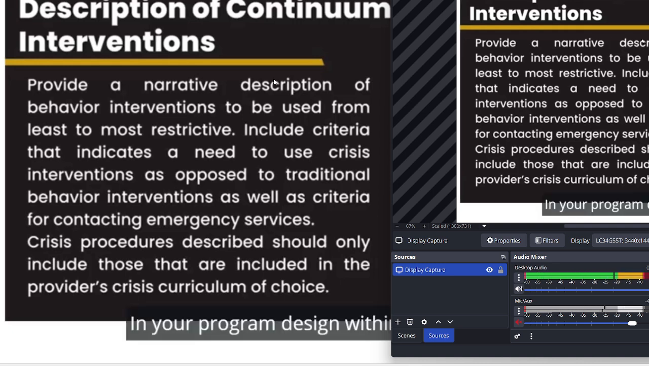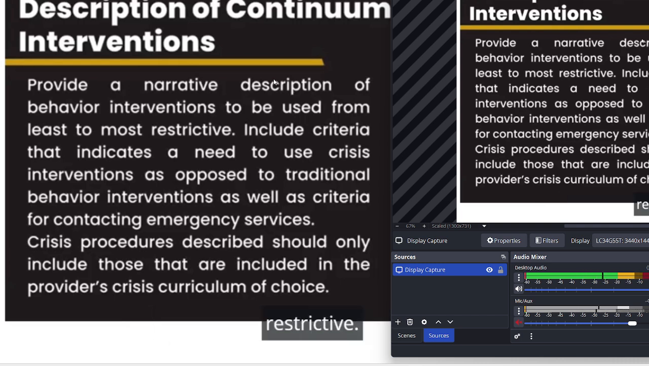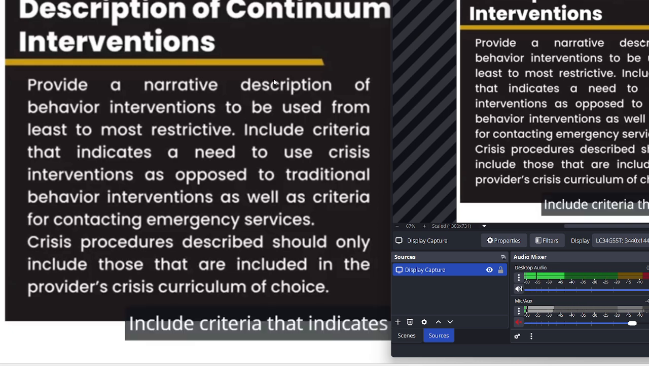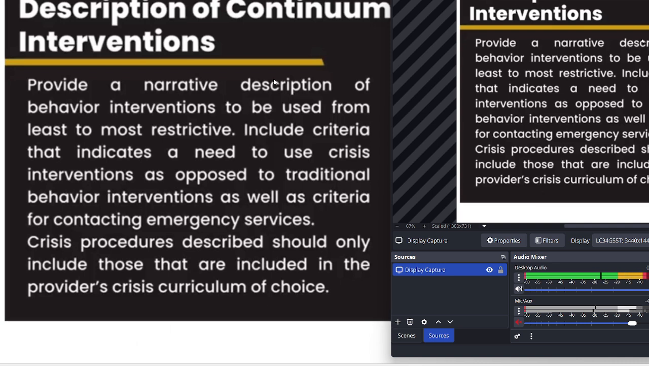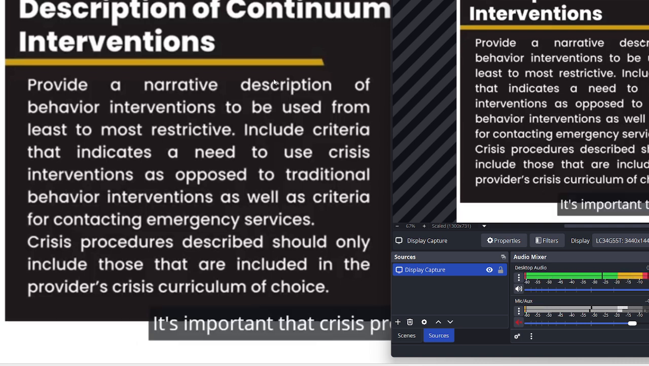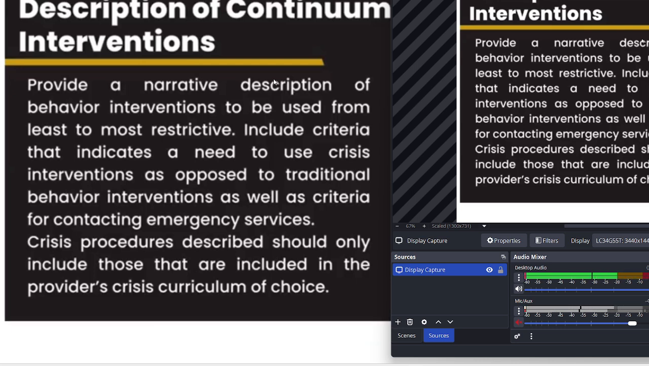In your program design within your emergency intervention plan, you will want to describe the continuum of interventions from least to most restrictive. Include criteria that indicates the need to use crisis interventions as opposed to your traditional behavior interventions, as well as criteria for contacting emergency services. It's important that crisis procedures described should only include those that are included in your selected crisis curriculum.